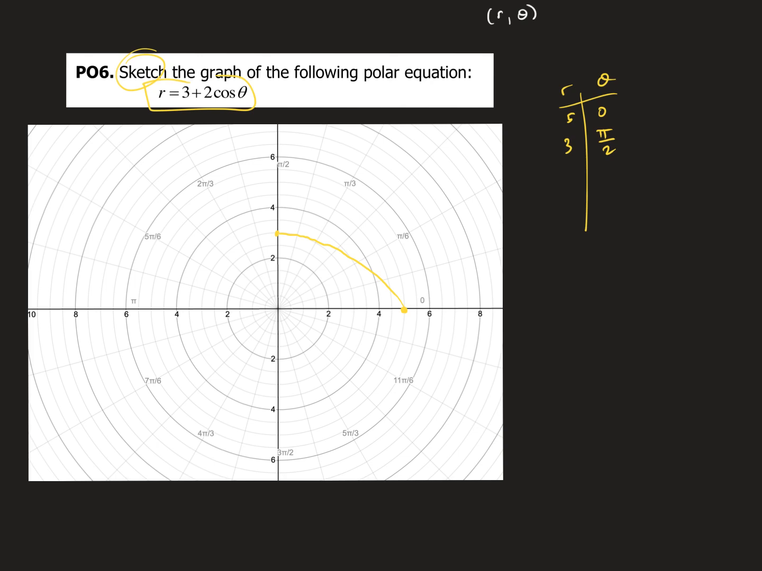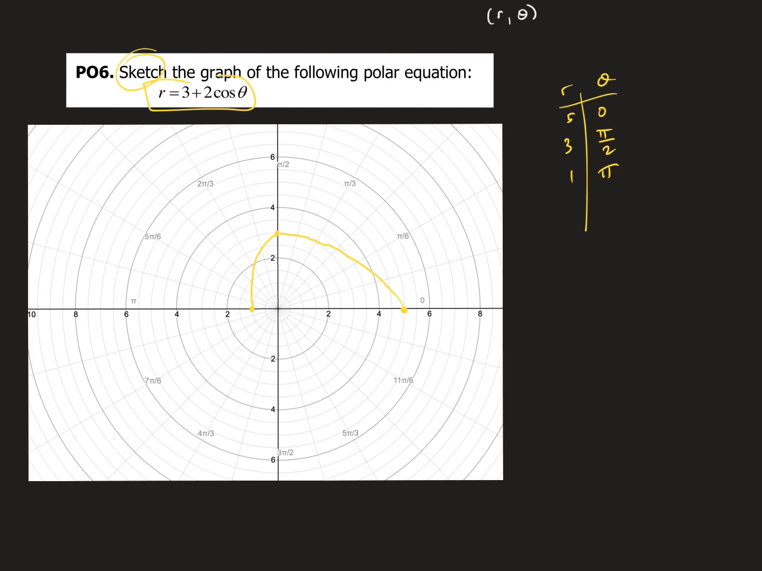All right, so let's move on to pi. Cosine of pi is -1. 2 times -1 is -2, plus 3 is 1. So your radius at pi, distance to the origin at pi, is going to be 1. Now again, as the angle increases here, the radius is going to decrease, resulting in a graph that curves inward as you go around.